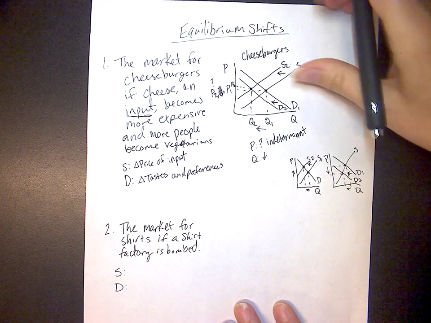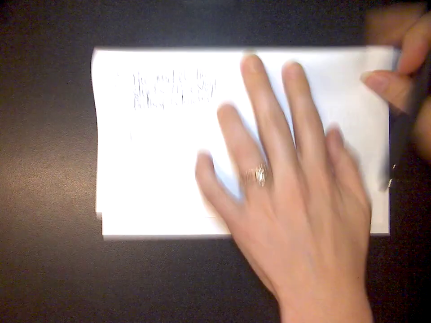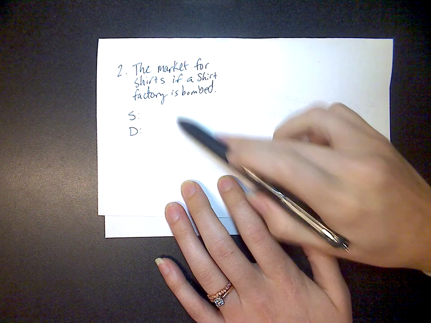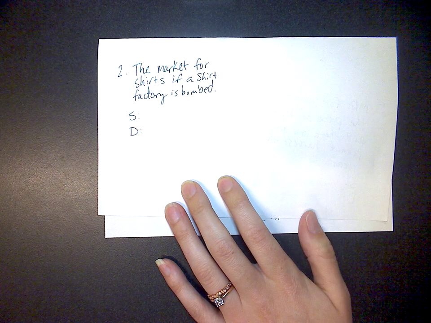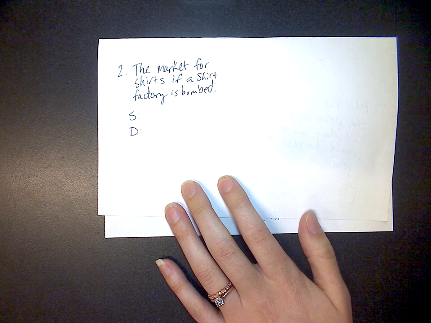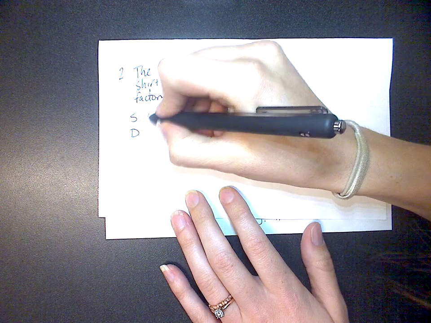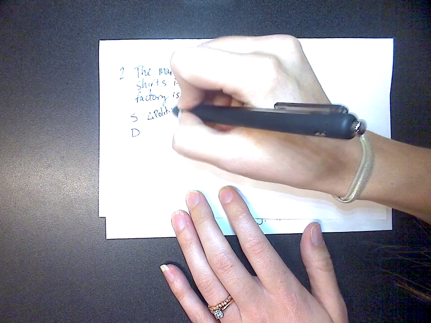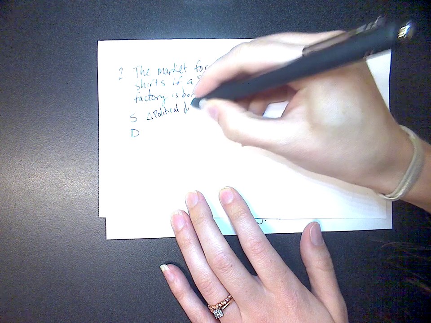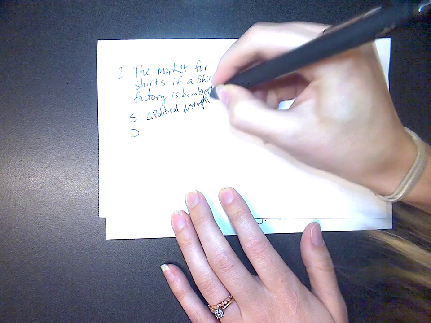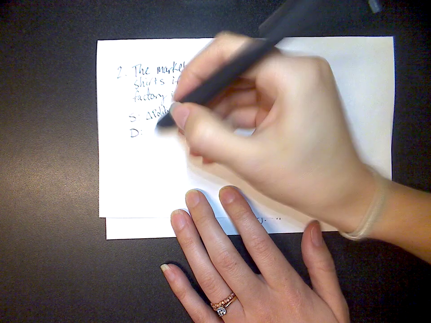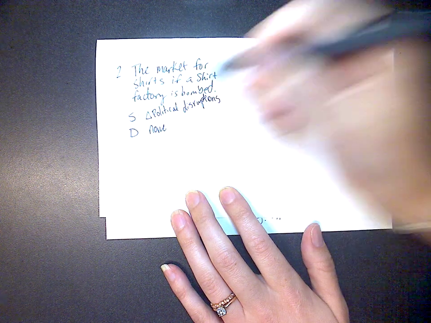Okay, good job, team. All right, next shift is the market for shirts if a shirt factory is bombed. Okay, so go ahead and pause this, write out your shifters. Okay, supply shifter is change in political disruptions, or you could just write political disruptions. Okay, political disruptions, okay. And there's no demand shifter.